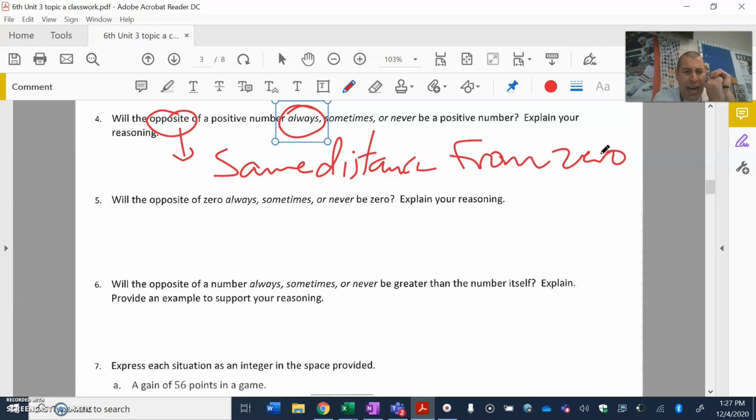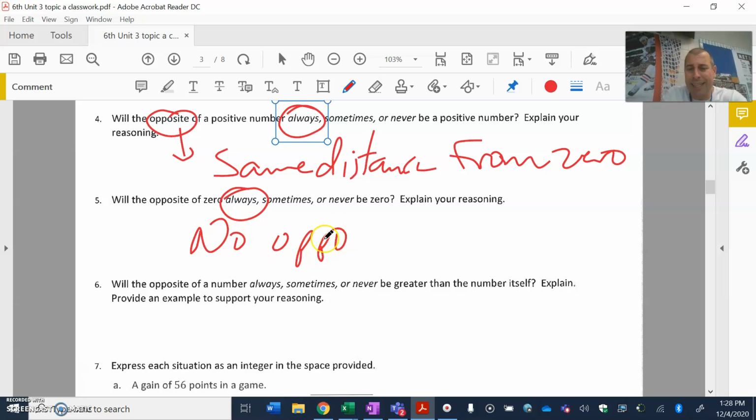All right. Will the opposite of 0 always, sometimes, or never be 0? Yeah, it's always 0 because there is no opposite of 0. It's not considered a positive number and it's not considered negative, so it can't have an opposite really when it comes up. So kind of a little bit of a, not a fan of the question necessarily, but all right, last one that's there.